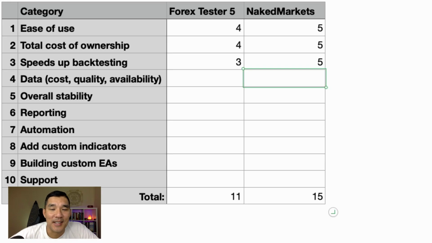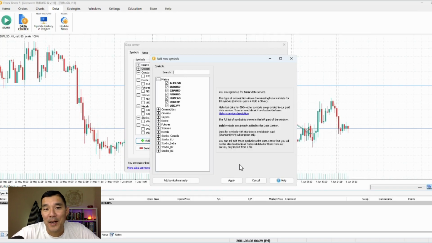Okay, now let's talk about data. I talked about total cost of ownership a little bit, but let's get more into the details on cost, quality, and availability. All right, in Forex Tester 5, again, you have to buy the premium data package if you want to get access to all of the markets.